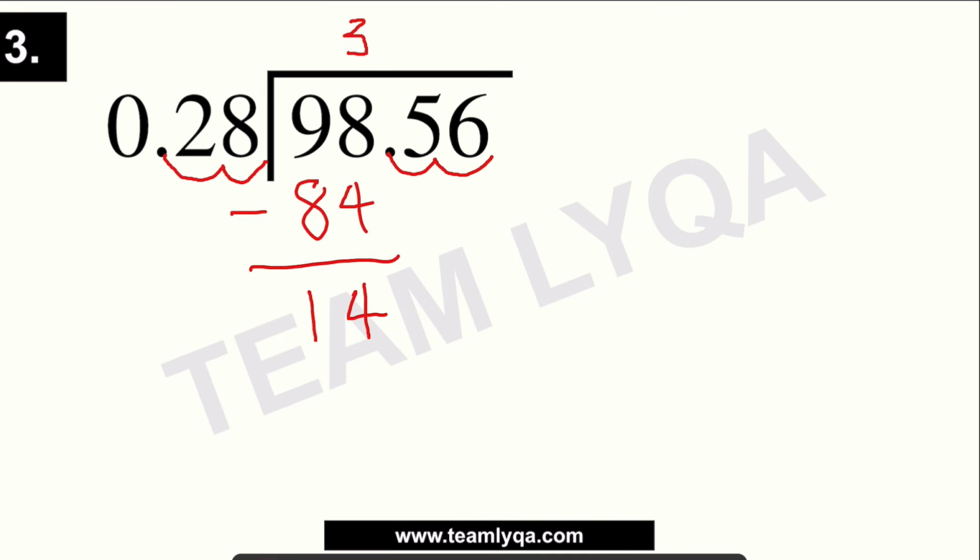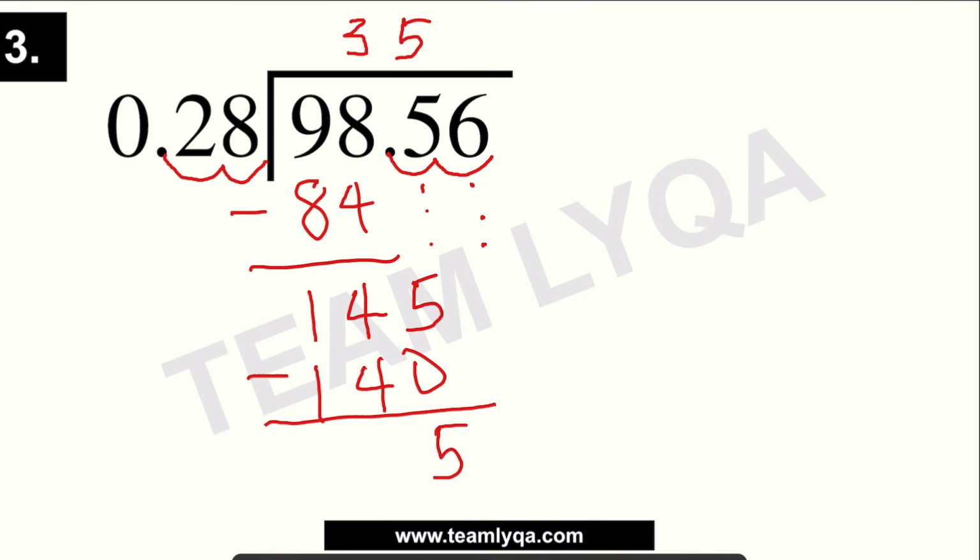Tapos, ibababa na natin yung next na digit, which is 5. So, magiging 145 naman divided by 28. Now, kasya doon ang 5 na 28 kasi yan ay 140. Okay, so ma-minus lang natin yan. May natira tayong 5. Ibababa na natin itong 6 na ito. Okay, so 56 na ngayon divided by 28.